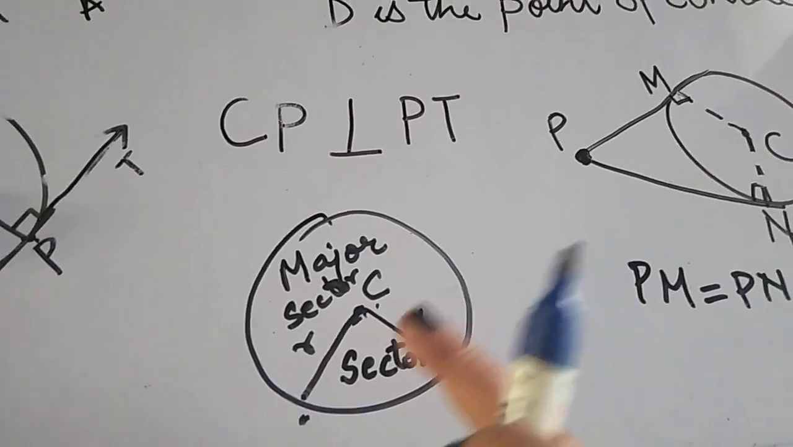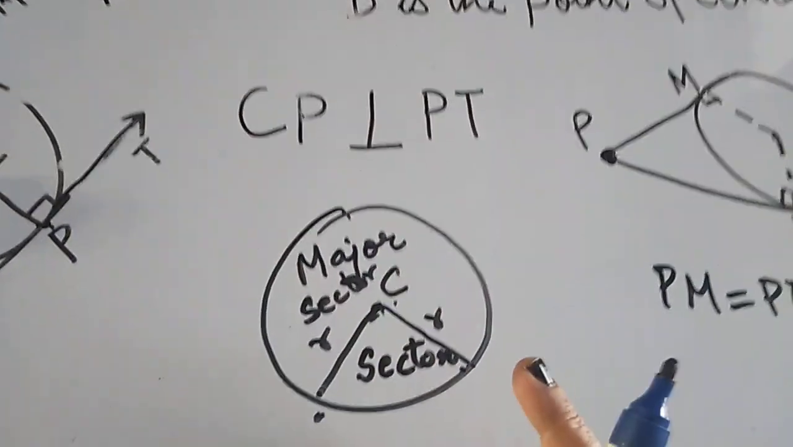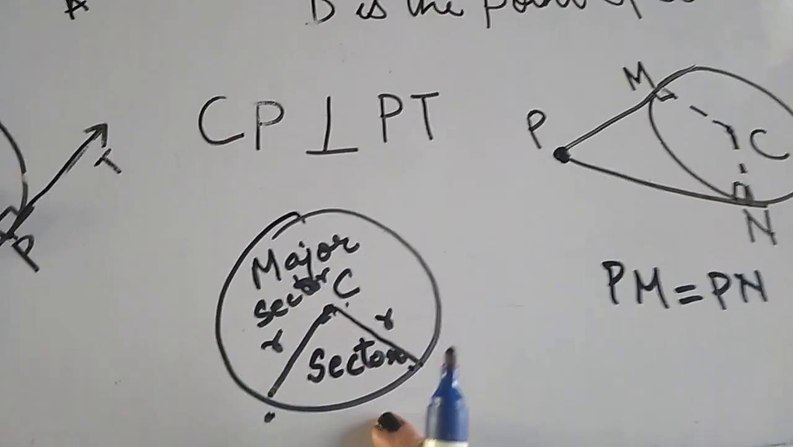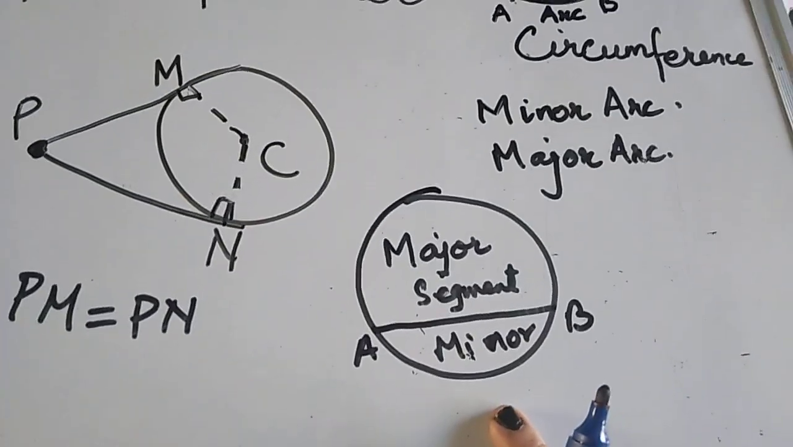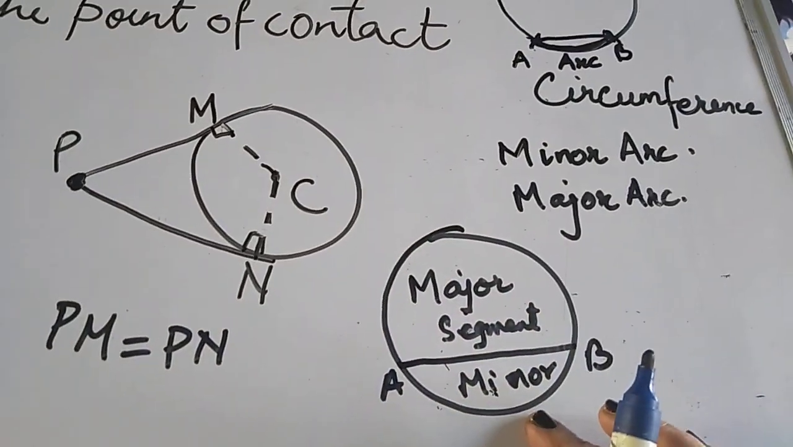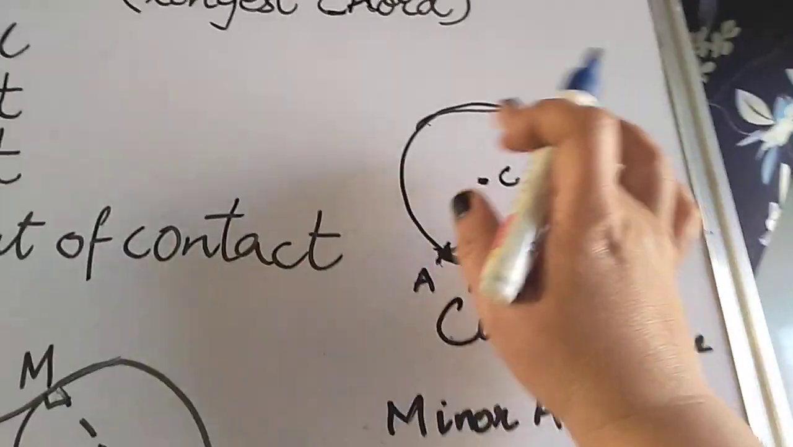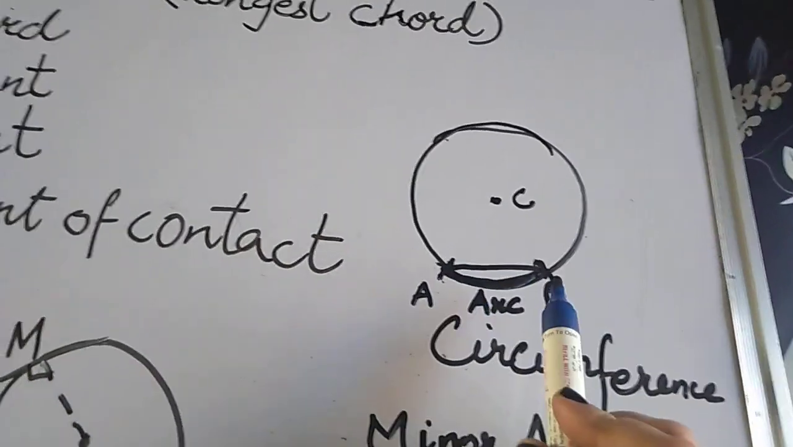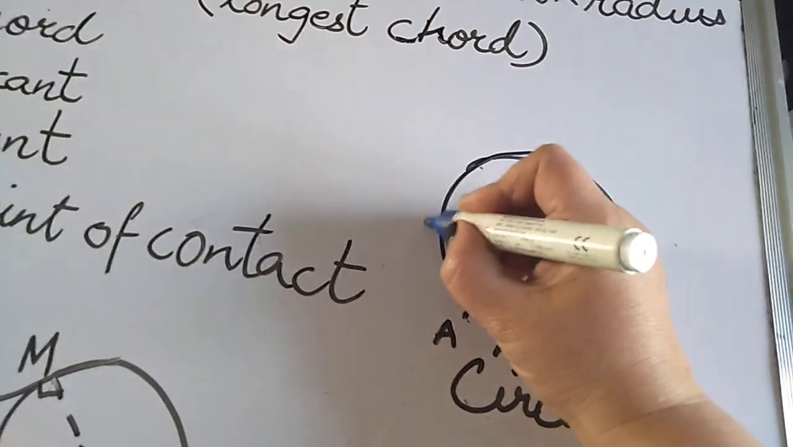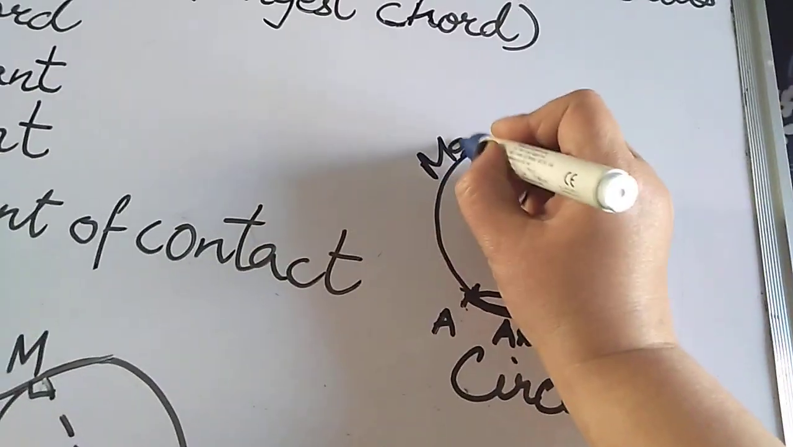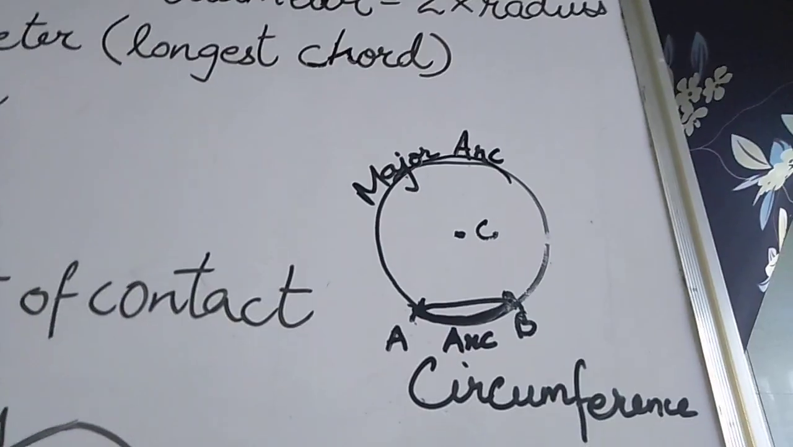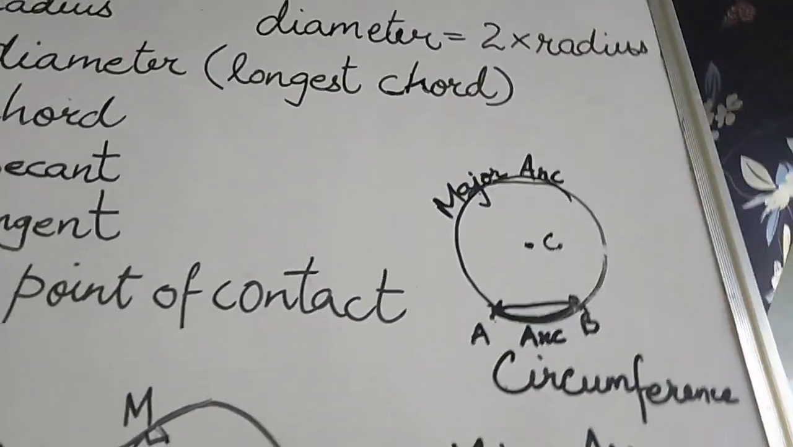Radii divide the circle into two parts which are called sectors, major sector and minor sector, whereas a chord divides it into two segments, which is major segment and minor segment. Similarly, two points on the circumference divide it into two arcs, that is minor arc and this is the major arc. Clear, children? I hope all the terms are clear.